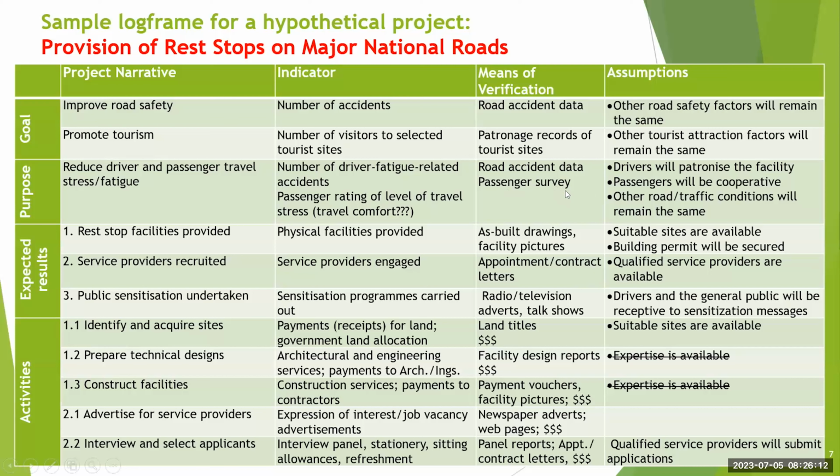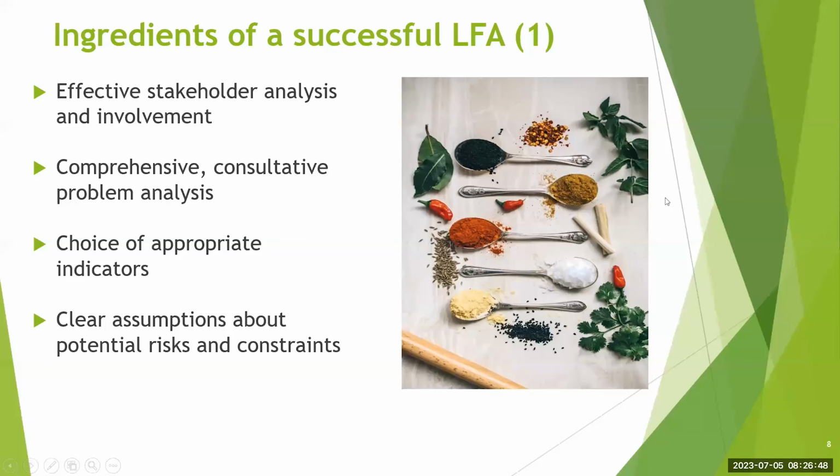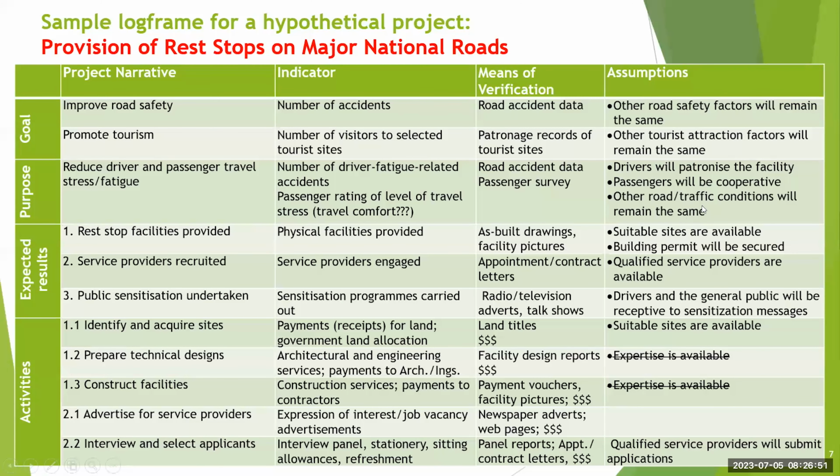But in all these, you also have to note the assumptions or the external conditions that will make this possible. We may achieve the goals of the project, but what if drivers do not patronize the facility? So this becomes an assumption that the drivers will patronize the facility, and that the passengers will be cooperative. And if we are saying that the number of driver fatigue related accidents will reduce, or passenger rating of travel stress will be an indicator, then of course other road traffic conditions will have to remain the same for us to be able to see the effect of all this that we have provided.